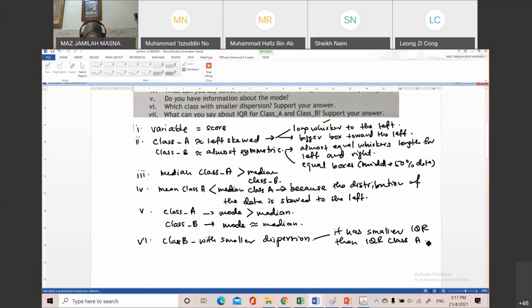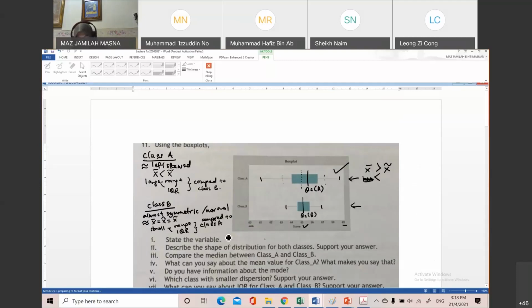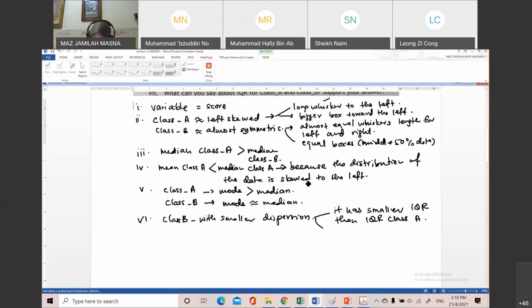Right. Okay. So if you are talking about the range, it can also be used. Because when we are talking about skewed, maybe this particular data is too small, but you can also use your range to support your answer in terms of talking about the dispersion. So you can also refer to the range. The range of class B is smaller than class A. Okay.